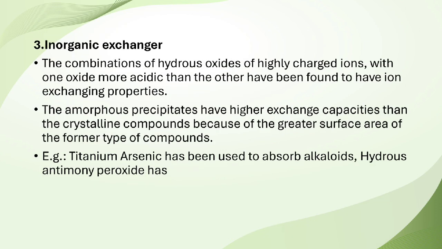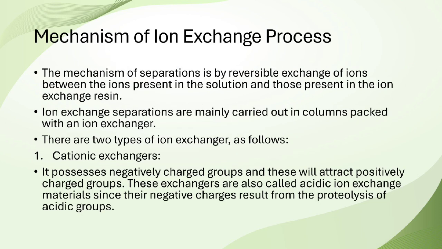Third, inorganic exchanger. The combinations of hydrous oxide of highly charged ions with one oxide more acidic than the other have been found to have ion exchanging properties. The amorphous precipitates have higher exchange capacities than the crystalline compounds because of the greater surface area of the former types of compound. For example, titanium arsenate has been used to absorb alkaloids.